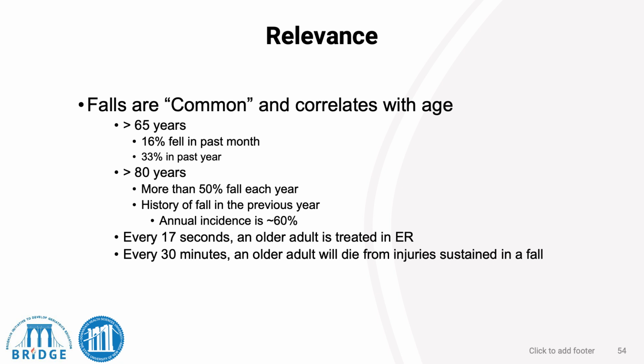In individuals above the age of 65 years, as much as 60% report falling in the past month, and as much as 33% report falling in the past year. In individuals above the age of 80 years old, more than 50% of them report falling each year. If the older adult has a history of falling in the previous year, the annual incidence approaches 60%. Why is this relevant?